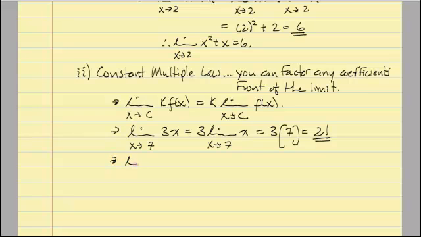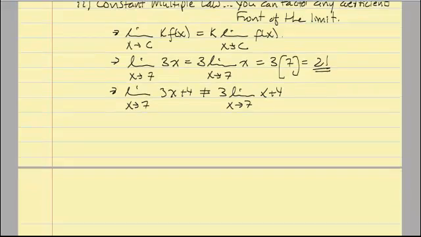For instance, if I had something like the limit as x approaches 7 of 3x plus 4, I cannot pull that 3 out front because it's not common to every term here. So this would not be true.